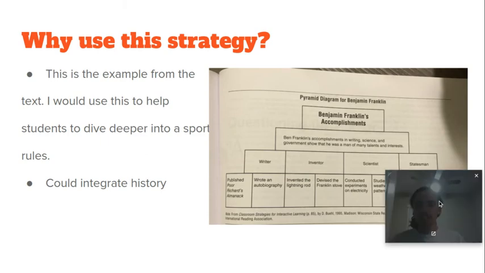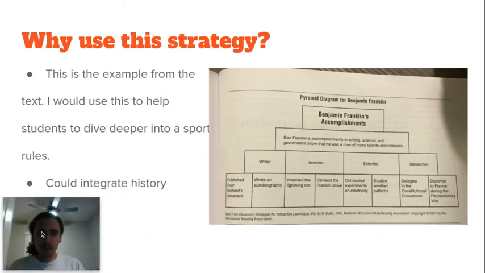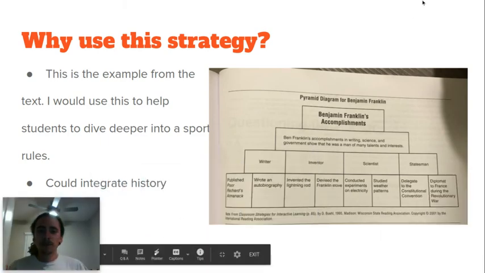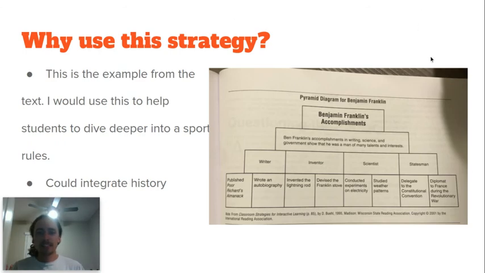Why use this strategy? Here's an example. Sorry, my screen is in the way. This is an example from the text. So, like I said, we could also integrate history, but as you see, it starts off with the main point up top, breaks it down a little bit more, breaks it down a little bit more, and as it breaks down each time, it gets into more sections. So by the end, you have all these: he was a writer, he was an inventor, he was a scientist, he was a statesman.